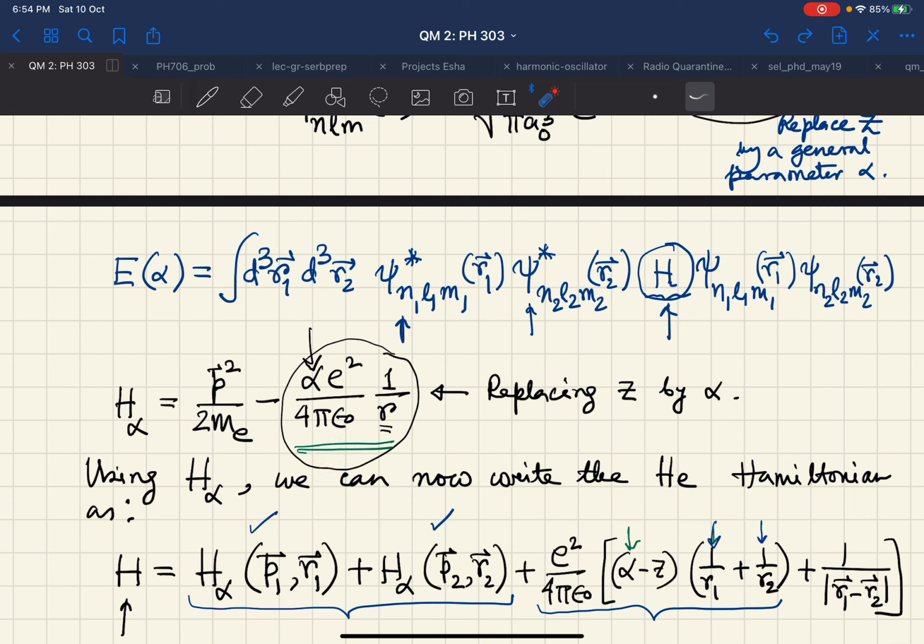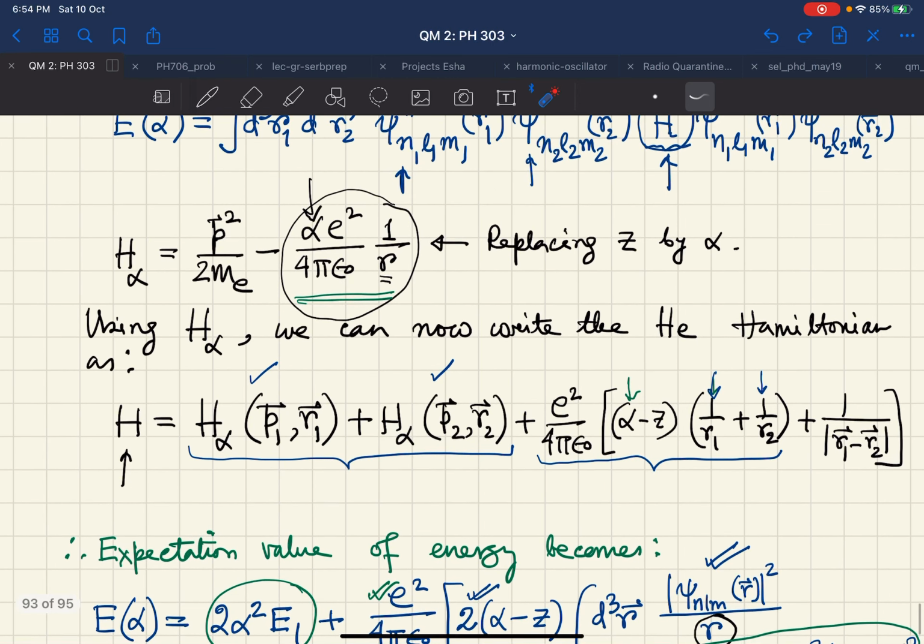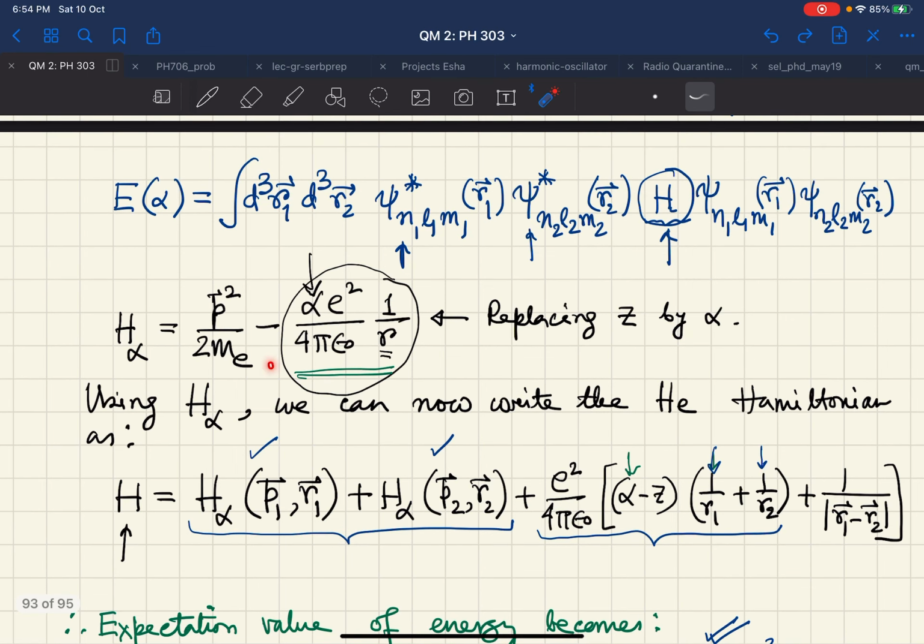Otherwise, I will not get back my original Hamiltonian. So what we can do is write down the helium Hamiltonian in the following way. I have H alpha P1 R1, which means I have this one-to-one correspondence. That means the first term will be P1 square by 2me minus alpha e square by 4 pi epsilon naught into 1 by R1. Similarly, H alpha P2 R2 will give me P2 square by 2me minus alpha e square by 4 pi epsilon naught into 1 by R2.